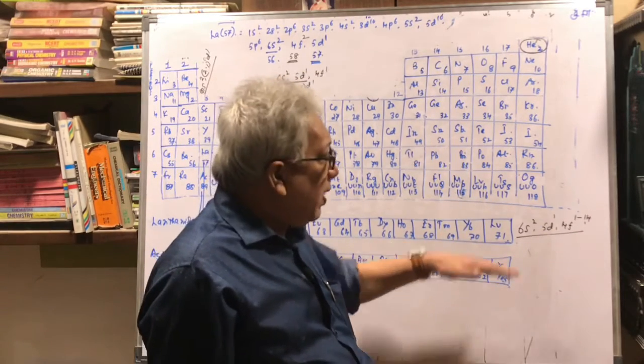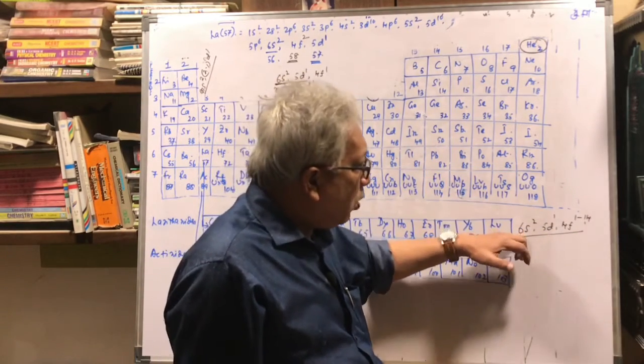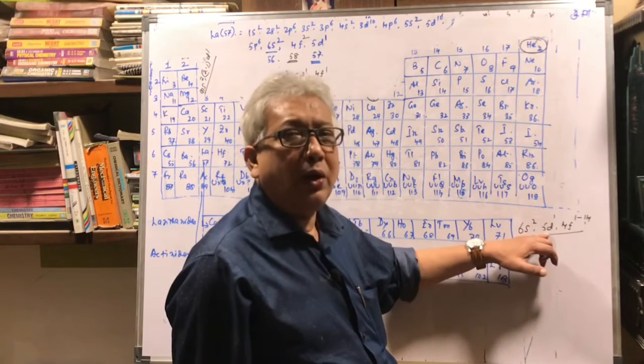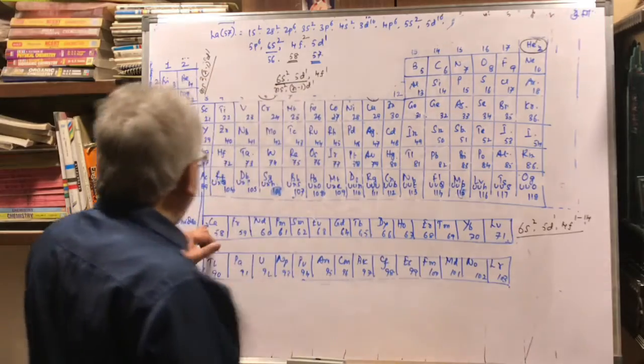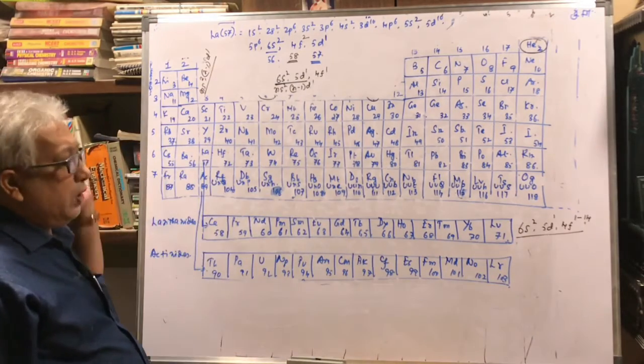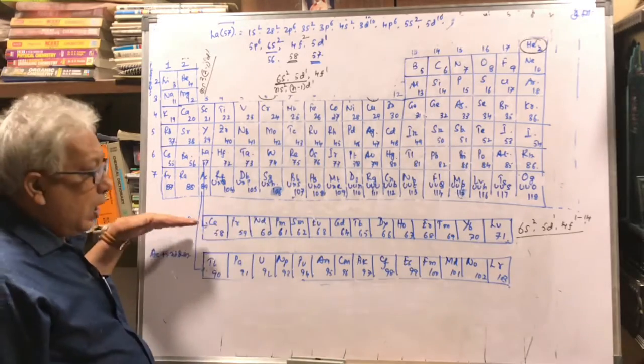But if you ask me, the behavior will depend more on 6s2 5d1, that is ns2 (n-1)d1, and that is why they all are considered to be additional members of group 3. I hope you understood about this.